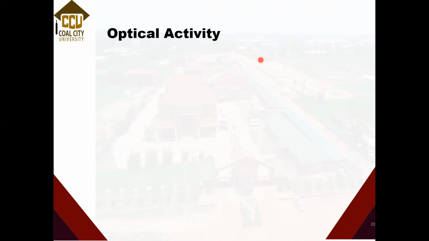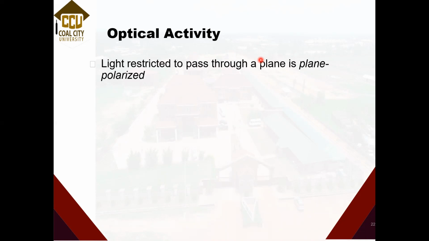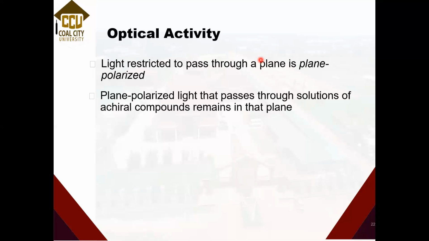Now, what do we mean by optical activity? First, you need to know that light restricted to pass through a plane is plane polarized. I will explain what that means as we go ahead. Plane polarized light that passes through solutions of an achiral compound remains in that plane. We shall see images that demonstrate this very clearly.